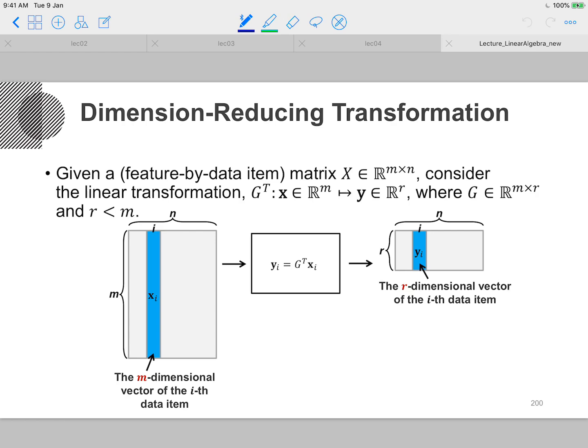So suppose our input matrix is m by n, and suppose this is our feature by data item matrix in the context of machine learning. Okay? Then each data item is represented as an m-dimensional vector, where each of these dimensions represents some feature like height and weight, blood type, or maybe location of a residence, and so on.